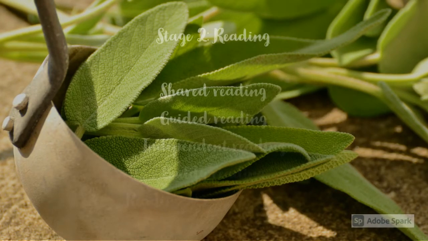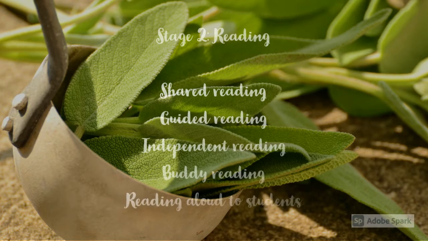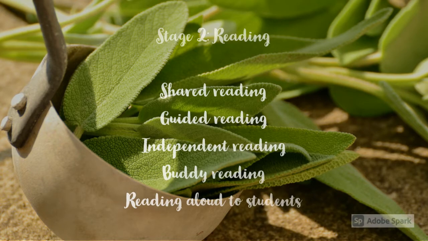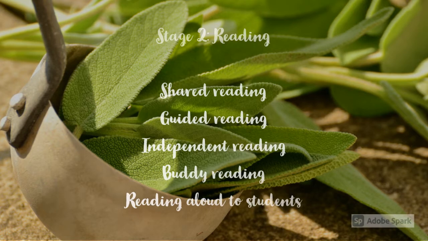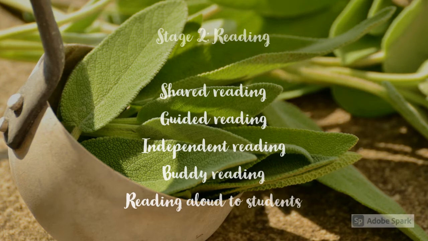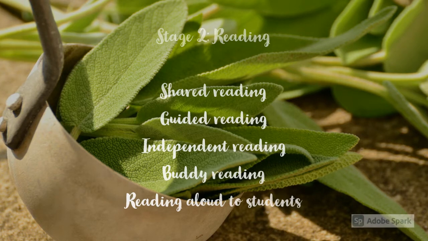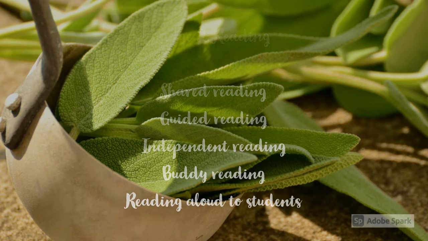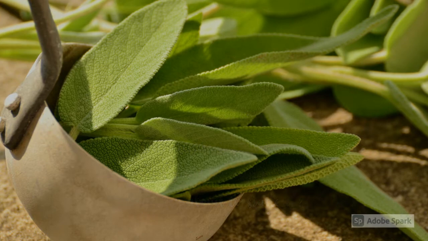This is the stage where students do the actual reading. There are many different types of reading a student can do, and which one they use depends on the difficulty of the text and the reader's comprehension skill. There is shared reading where students follow along in their book while the teacher reads aloud to the class. There is guided reading where students are grouped by ability level and supported by the teacher. There is independent reading where students choose and read their own text. There is buddy reading where 2 students work together to read a text. And finally, there is reading aloud to students, which is exactly what it sounds like. The teacher reads aloud to their students.